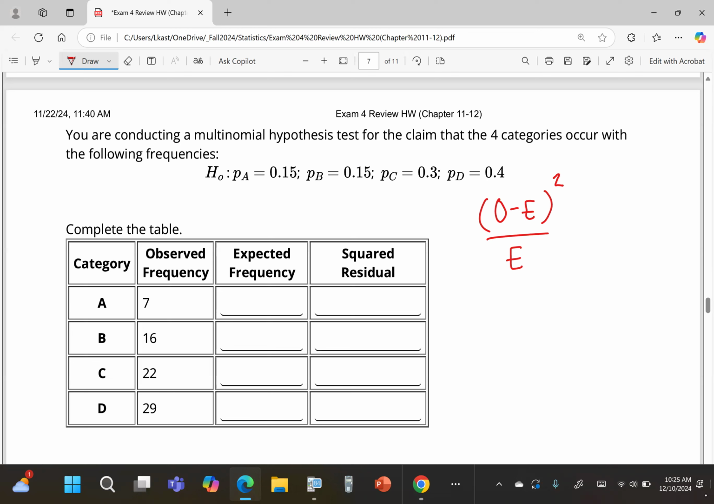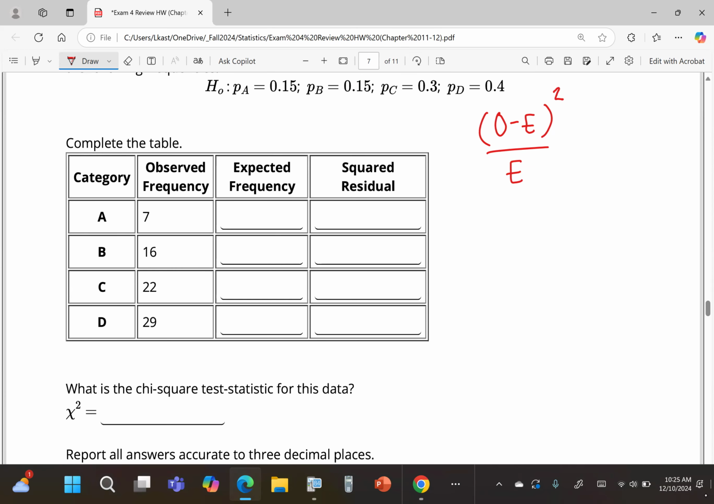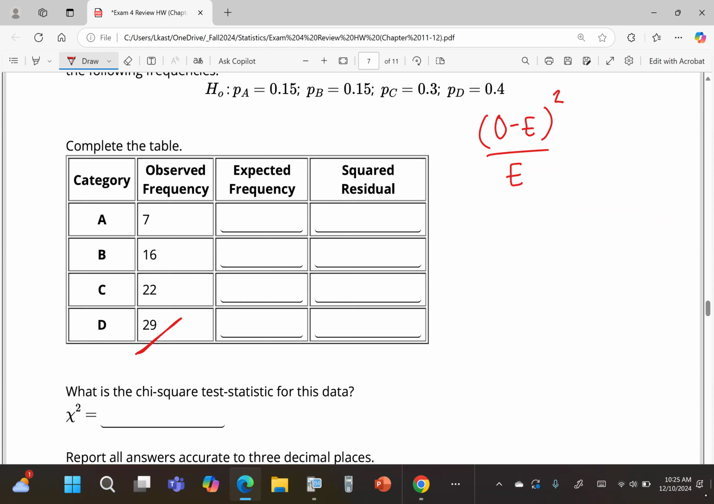And how do you calculate the expected? Well, in this particular problem, they give you the probability that you are in that particular category. So what do I need to do first? Do I need to find the total frequency? And then the probability that I'm in category A is 0.15. I take the 0.15, I multiply it by the total, and that gives me how many are in that category. So what's the total? I get 74, but I don't know. Is that what you got?